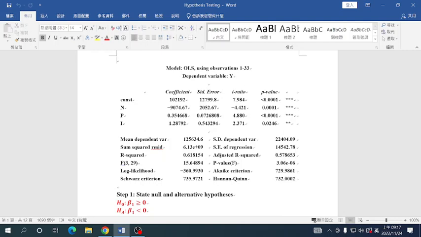Then step 2 will be the alpha level. Again, we just use 5%. And step 3 is what kind of tool we want to use. That tool we call the test statistic. And this time, the test statistic is what we call the F test.